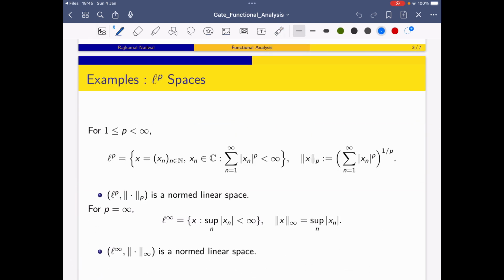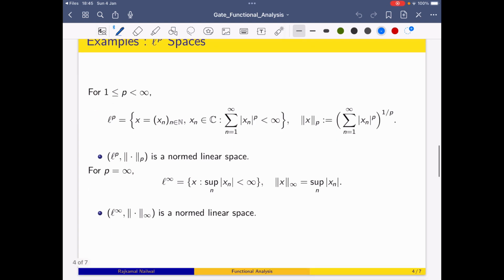So now we'll start with the examples. Here I will discuss some important examples which occur in the GATE mathematics exam, and the idea is that if we deal with such examples, then we'll be comfortable working in such setups. Let's start with the LP space. So what is this LP space? Consider the collection of all sequences satisfying a certain condition: the summation from n equals 1 to infinity of mod xn power p is finite.